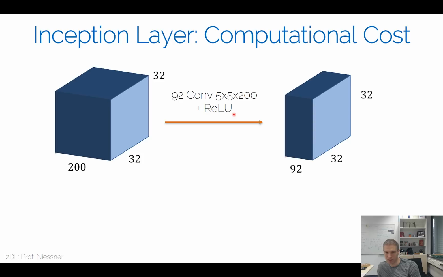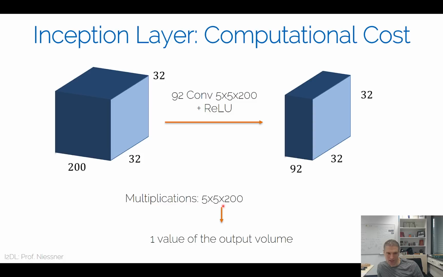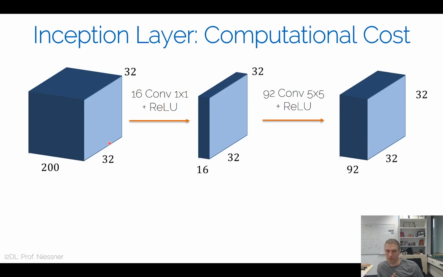So it's 5 times 5 times 200. This produces one output. And how many outputs do we have? Well, we have 32 times 32 times 92. So we have about 470 million multiplications here for this layer. And that's quite massive. So what do people do to alleviate that? Well, we want to reduce the number of layers, but we still want to have a bunch of different kernel sizes. So people try to factor it out basically, right?